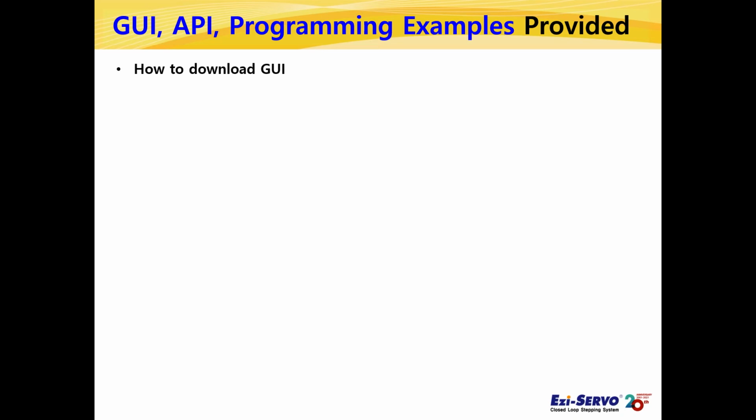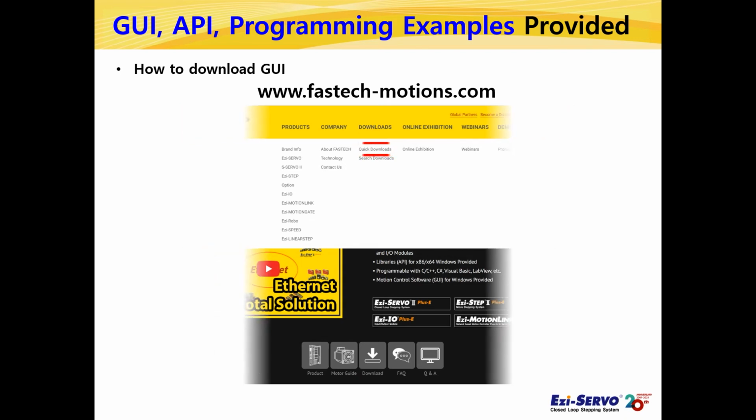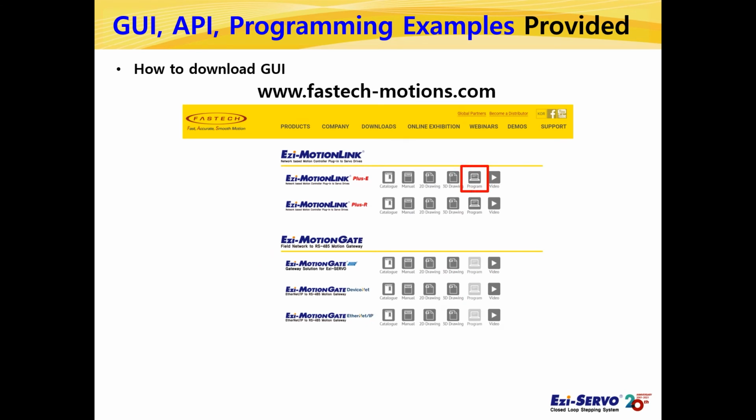First of all, the GUI software can be downloaded for free from the website. If you access the following address and place the mouse pointer on the Download tab of the home page, the item called Quick Download appears. Click on the item to display the product list.